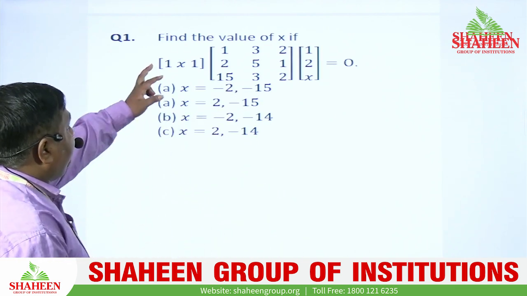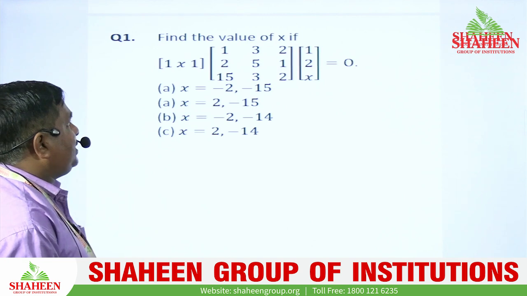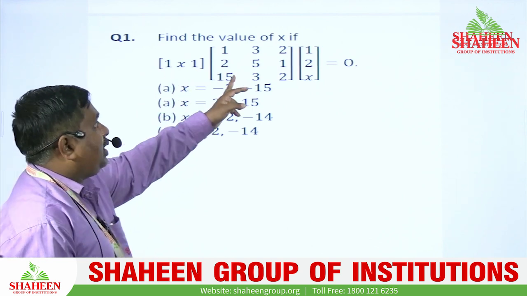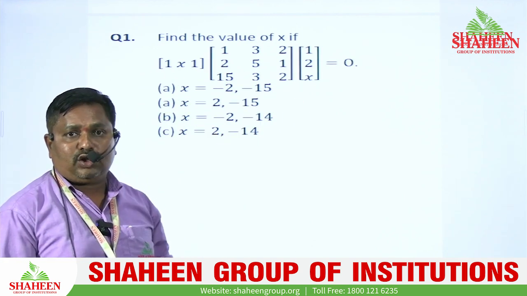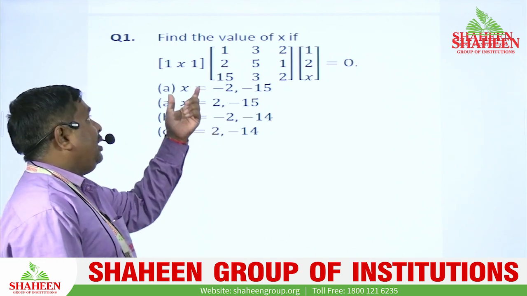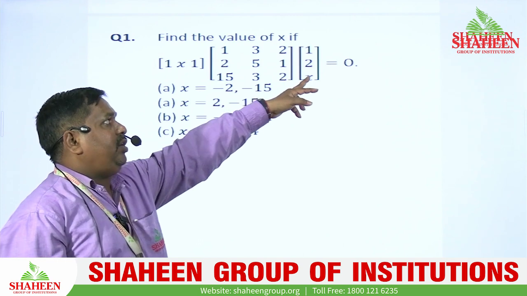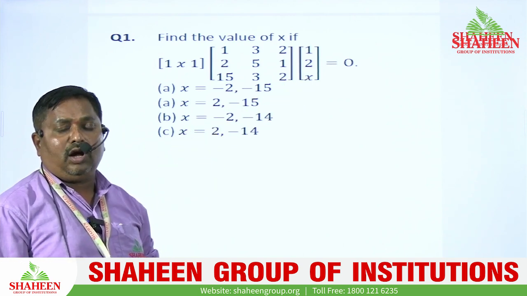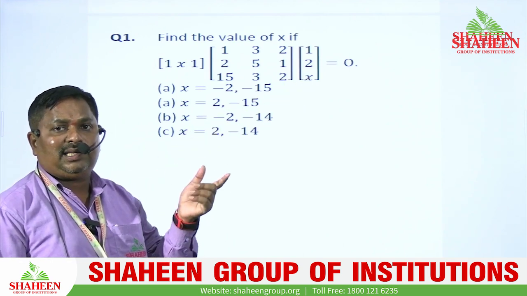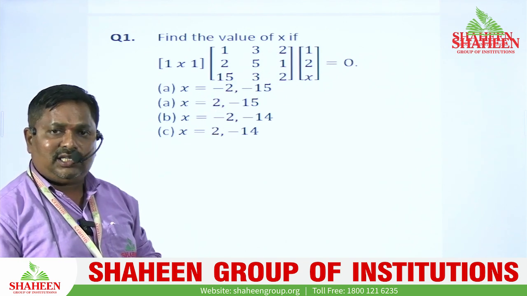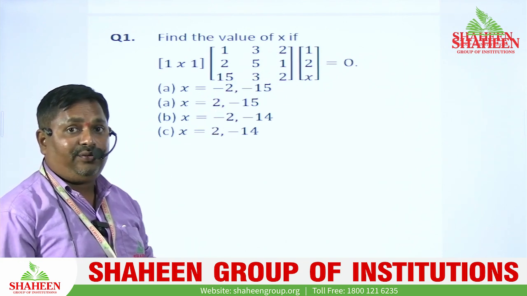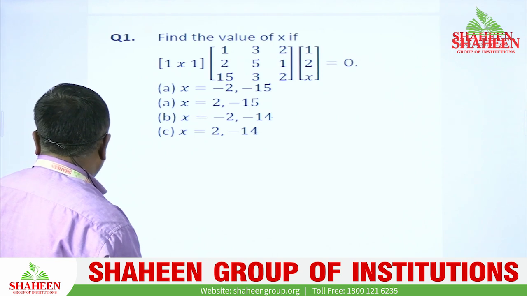The first question: find the value of x if the product of three matrices is equal to 0. Here there are three matrices: this is a row matrix, this is a 3 into 3 matrix, and this is a column matrix. On multiplying these three matrices, the resulting value is 0. Then what is the value of x? So we are finding the value of x here.